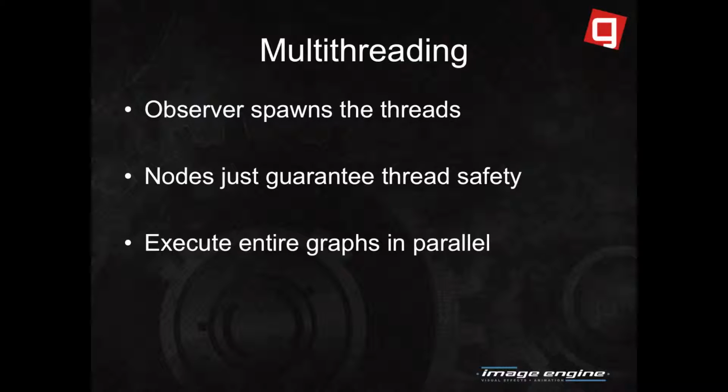So a quick note about multi-threading. It's the observer of the graph that's responsible for doing the threading. The viewer or the renderer backend or your own query function would be the thing that spawns the threads. The nodes themselves just have to guarantee thread safety. They can do their own threading internally if the algorithm warrants it, so you might do that for like a geometry deformer. But typically, we want to execute entire graphs in parallel rather than chunks of work in a single compute.